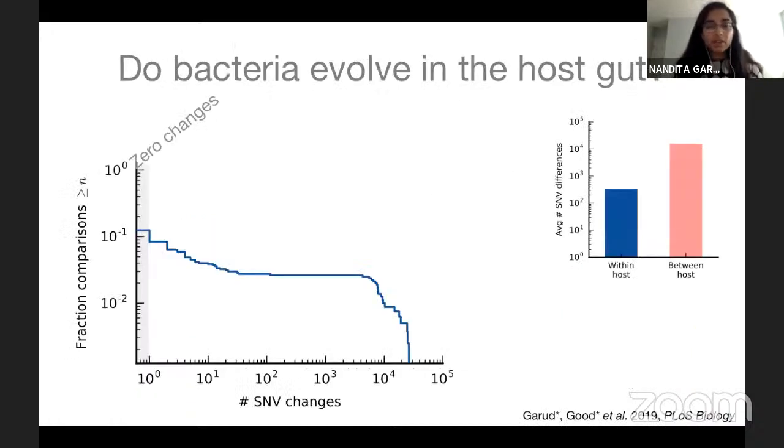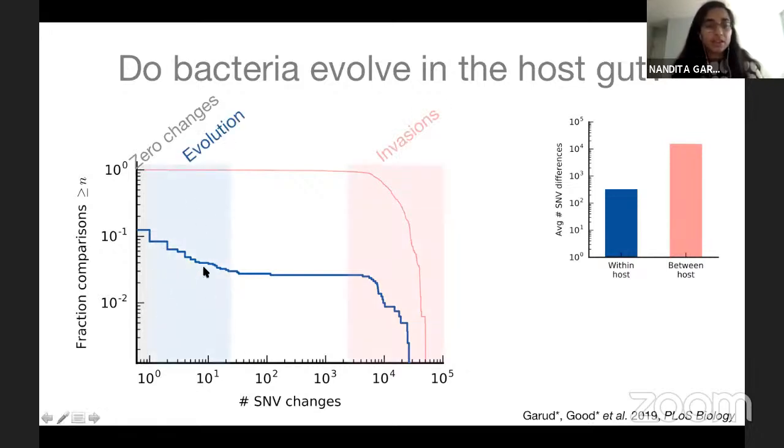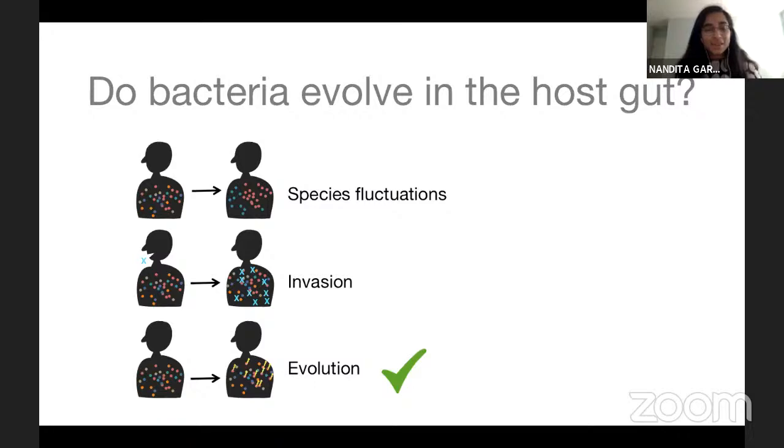So going back to our plot, we can now put on top of this plot another line where we're looking at the average number of SNP differences between pairs of hosts. And you can see that we, again, have on average about 10,000 SNP changes between hosts, allowing us to distinguish within host changes as either evolution or invasions. So this was actually really exciting because it suggested that evolution is a phenomenon that we can actually observe in healthy hosts in our commensal microbes. And it moreover is occurring on really short timescales of just 6 months.